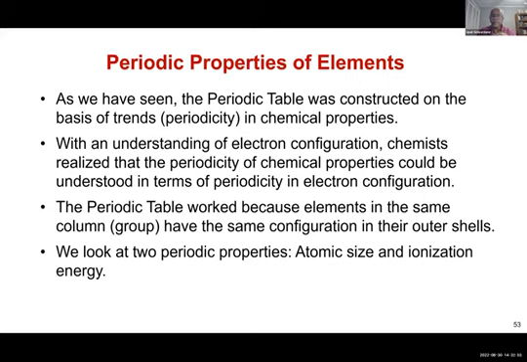The periodic table works because in a particular group of elements, a vertical column, they have the same electronic configuration in their outer valence shell. We look at periodic properties in the slides to follow. We're going to look at atomic size and ionization. So we're going to explain how atomic size varies in the periodic table.